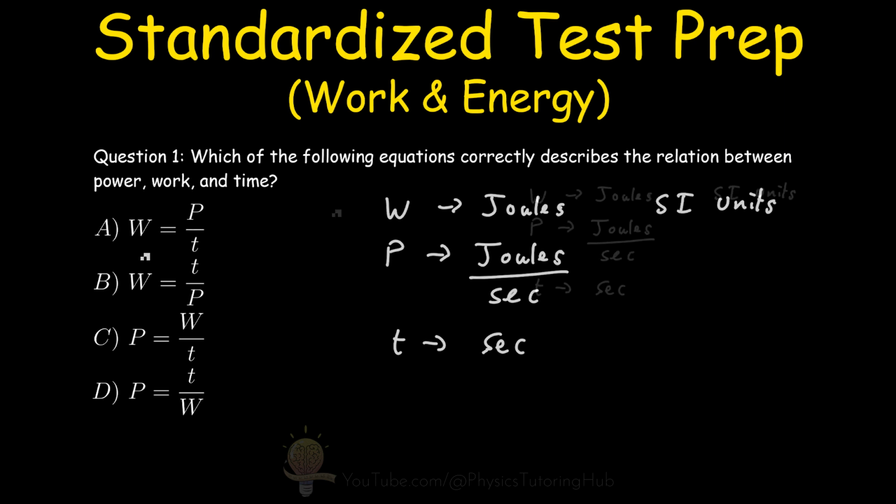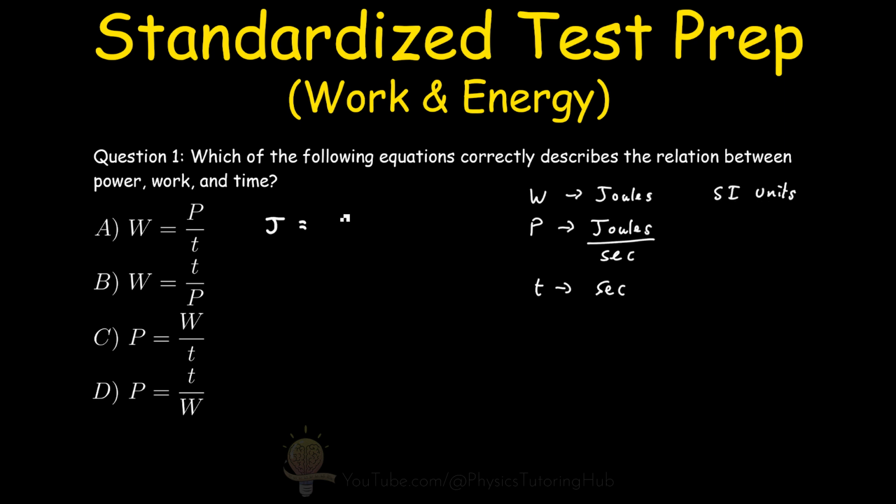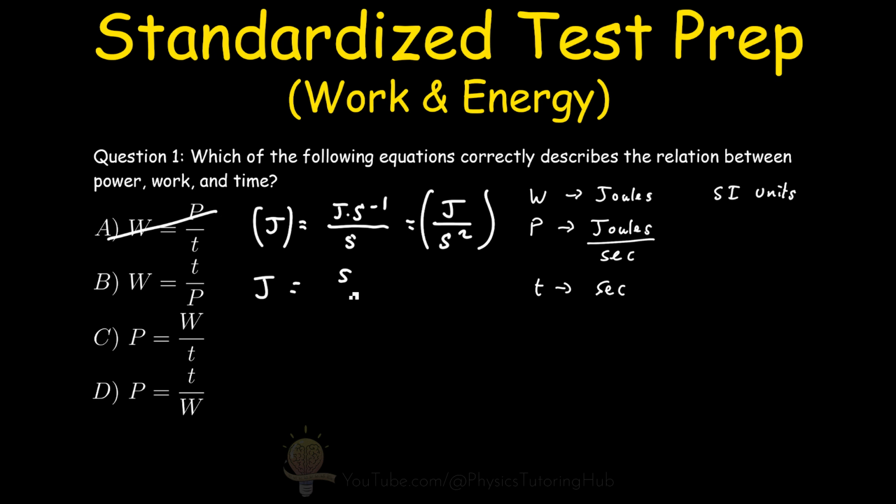So it's not going to be A, because we have joules on this side, and we've got joules per second, which equals joules over second squared. So because these don't balance on both sides of the equation, equation A is not correct. The same is true for equation B, because we've got joules on this side of the equation, we've got seconds in the numerator, and joules per second in the denominator, and that equals seconds squared per joule.